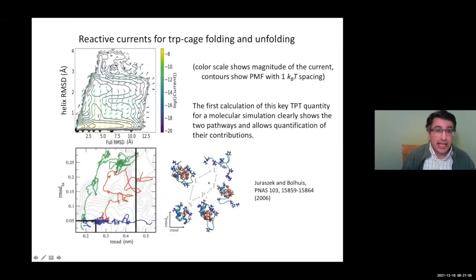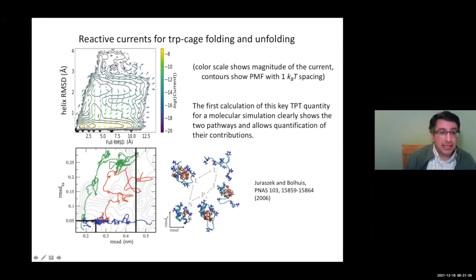Then we can actually get a quantity that hasn't been computed previously, but is actually quite important in so-called transition path theory, and that's the reactive current. So this is, in essence, the local flux through a surface. And so in Peter's case, he showed just a couple of pathways, showing, in essence, the two pathways. We get a much more statistical view from the current.